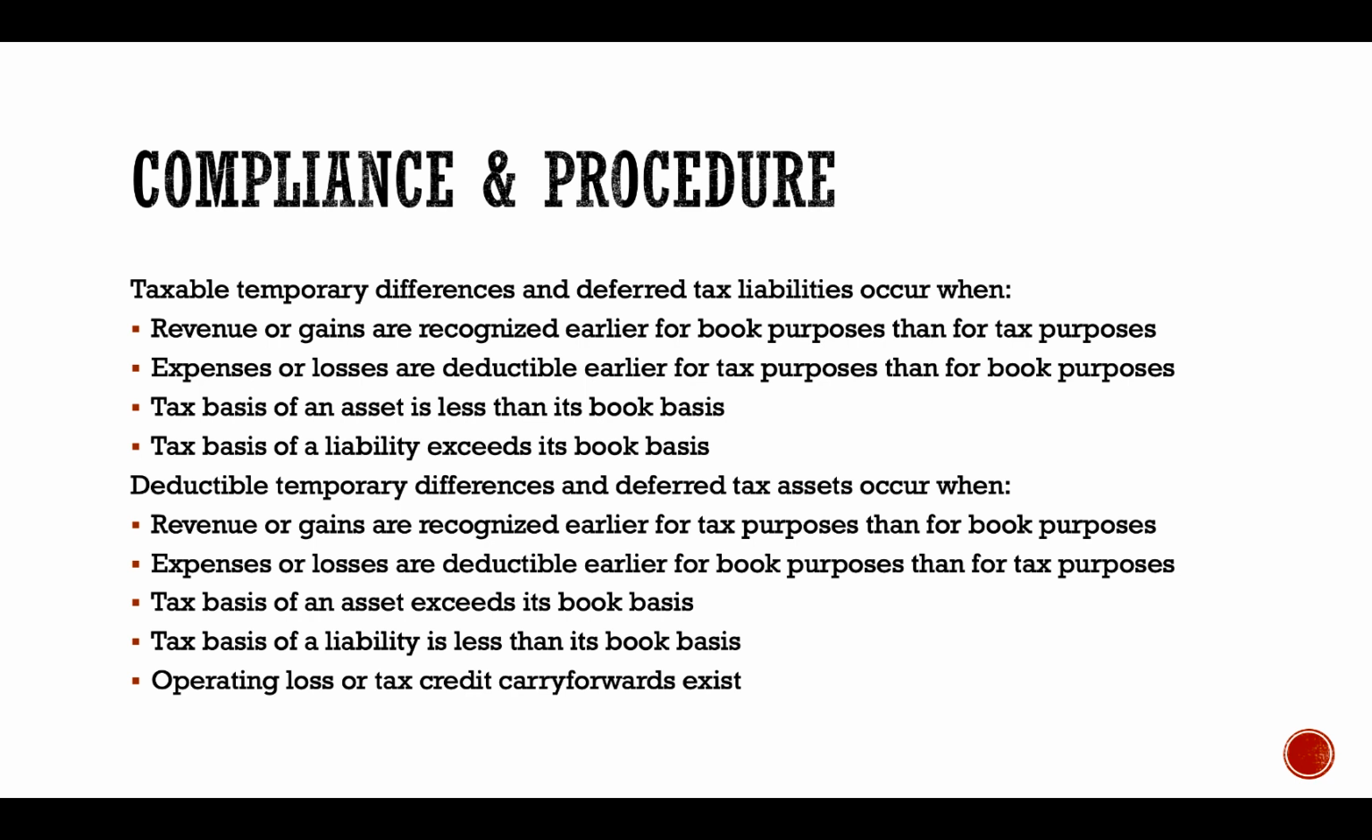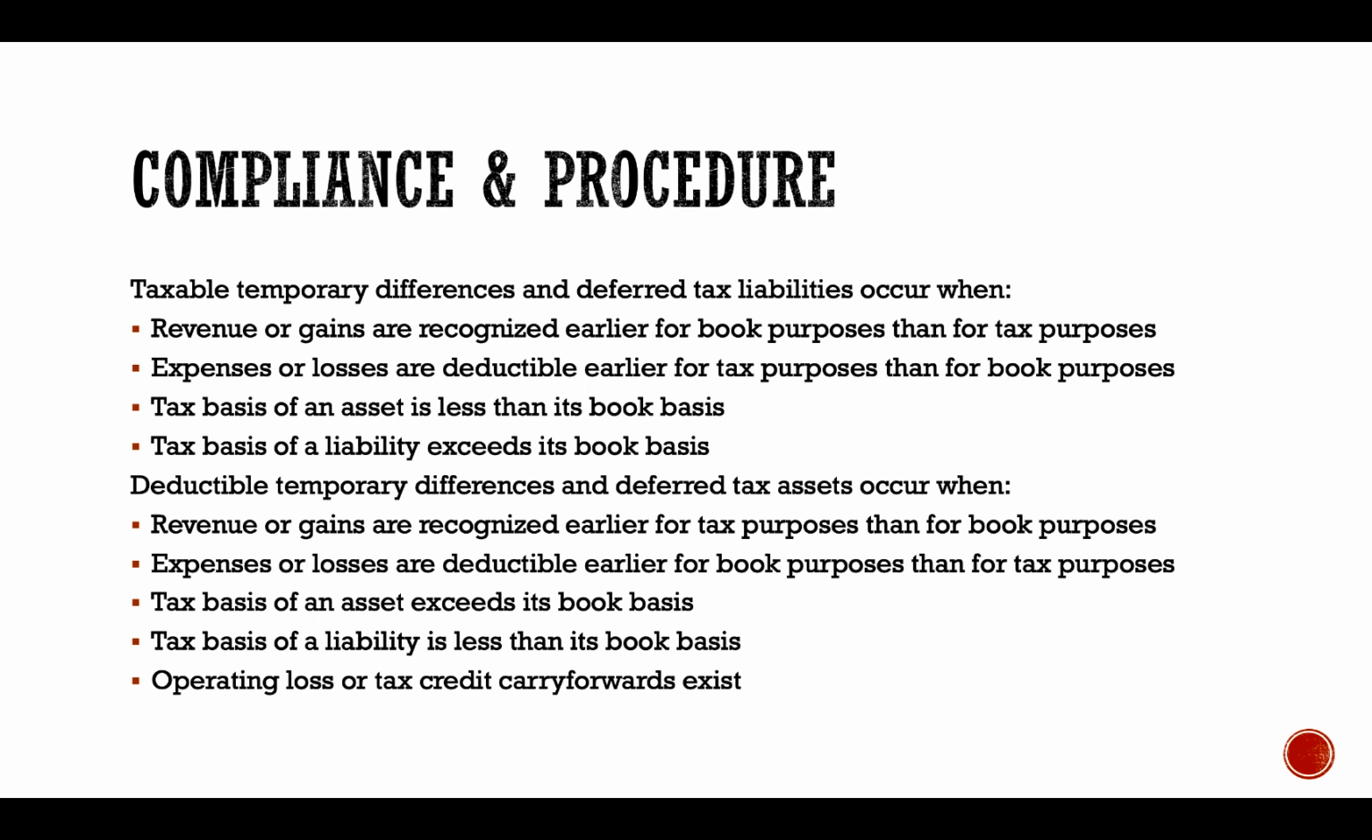And these are temporary differences that would require a deferred tax liability accrual on the balance sheet. So these would occur when you have revenue or gains that are recognized earlier for book purposes than for tax purposes. This might happen, of course, if you prepared your books on the accrual basis of accounting, which GAAP will require, but you prepare your tax returns on a cash basis of accounting. Expenses or losses are deductible earlier for tax purposes than for book purposes. Tax basis of an asset is less than its book basis. Tax basis of a liability exceeds its book basis. So these would be deferred tax liabilities.